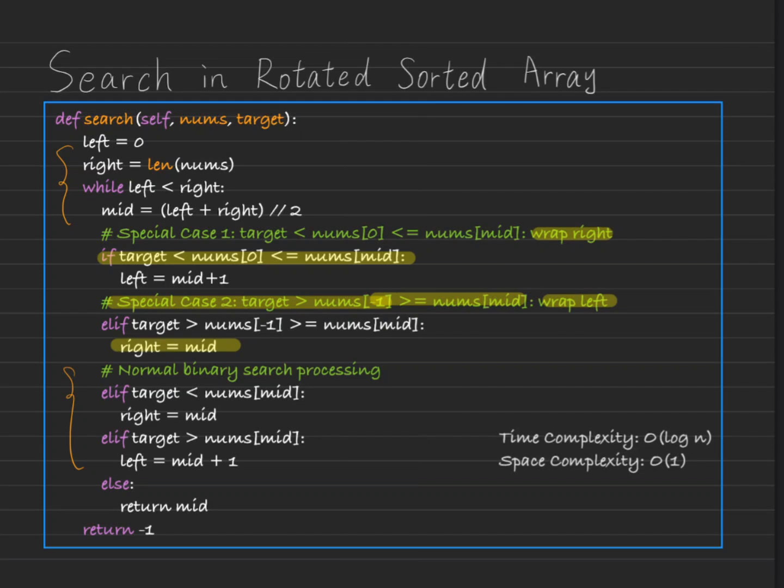Since we're still reducing the search range by half each time, the final time complexity is O(log n) as required, and the space complexity is O(1). And this is how we solve this problem.